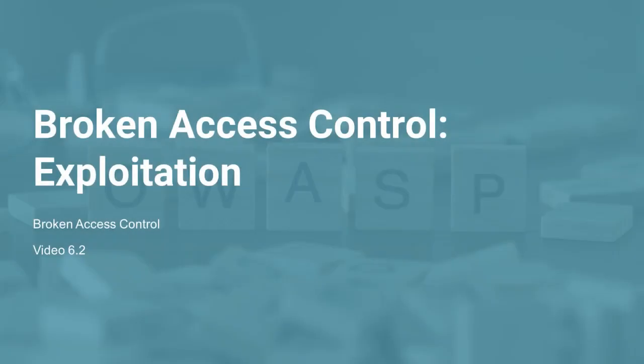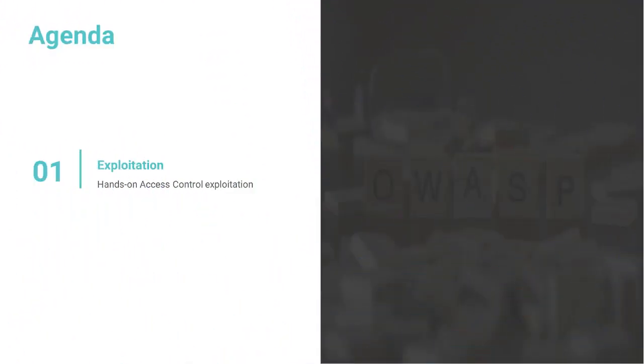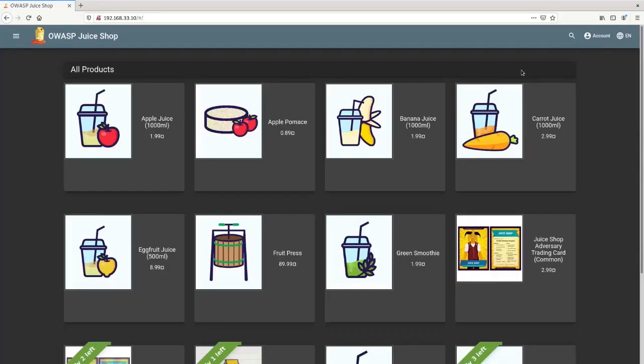Welcome back to Broken Access Control session. In this second part, we will exploit different authorization issues in our intentionally vulnerable application. We will jump straight to the hands-on exploitation and then move on to the mitigation part. We want to exploit authorization issues to access other users' data or execute actions on their behalf.